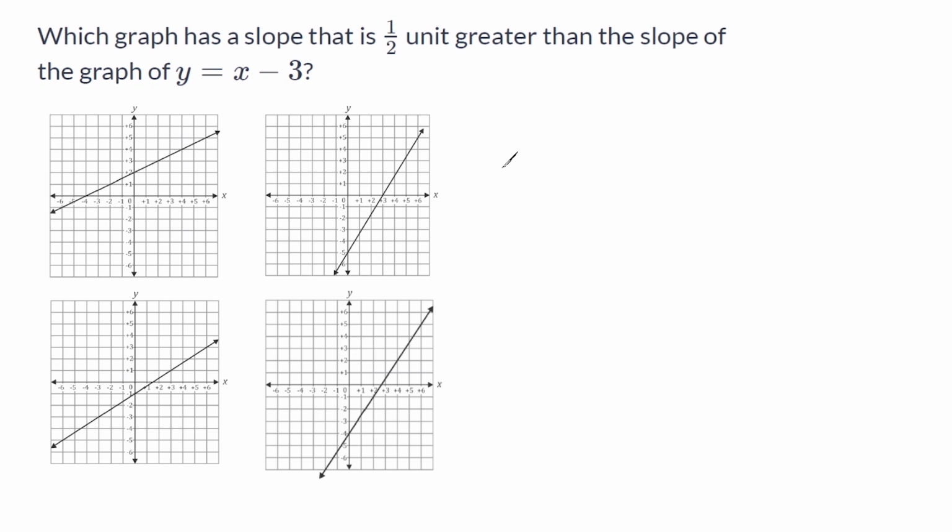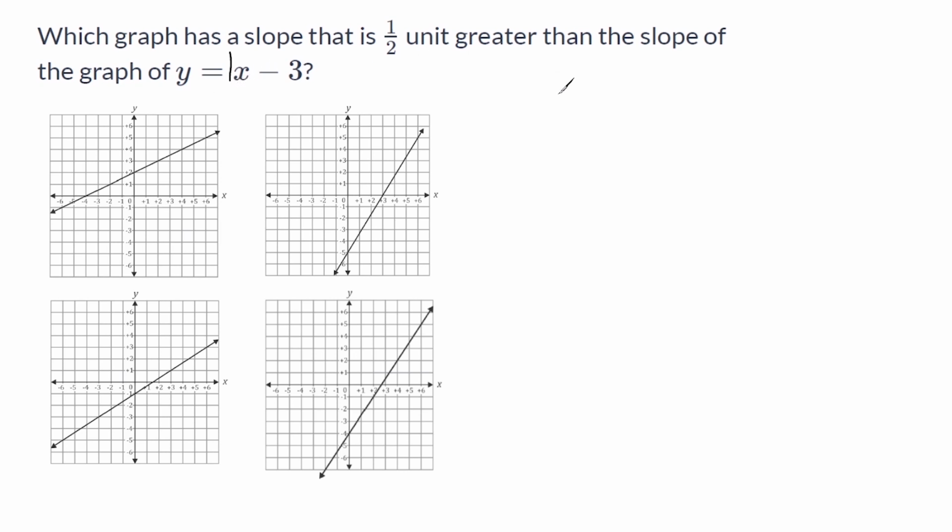All right, now this problem asks, which graph has a slope that is 1/2 unit greater than the slope of the graph y equals x minus 3? Now, y equals x minus 3 has a slope of +1. Remember, if there is no number being multiplied by the x, well, there really is. It is the number 1. So the coefficient of x is 1. So the slope of this line is +1.